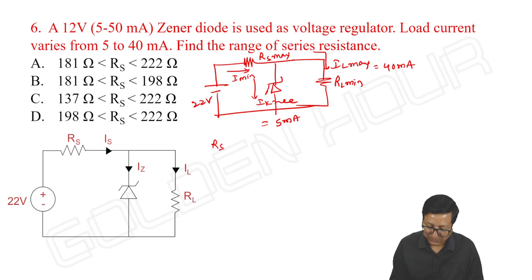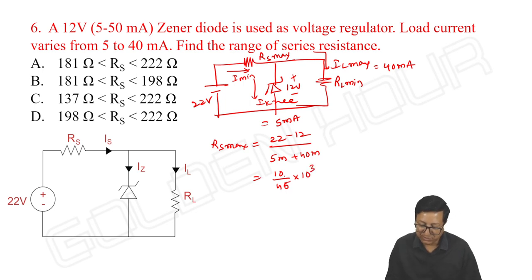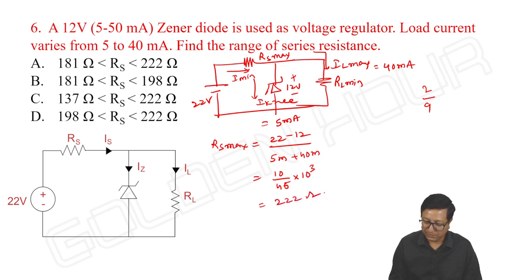So RS maximum is equal to (22 minus 12 volts) by (5 milli plus 40 milli). It is 10 by 45 into 10 cube. 10 by 45, 5 to 2 by 9, sorry, 2 by 9. It comes around 222, no? 222 ohms.